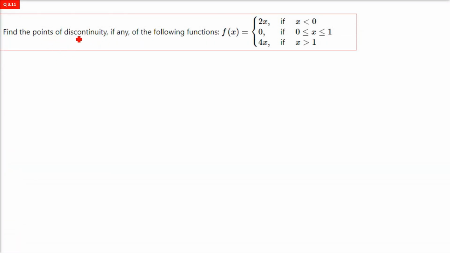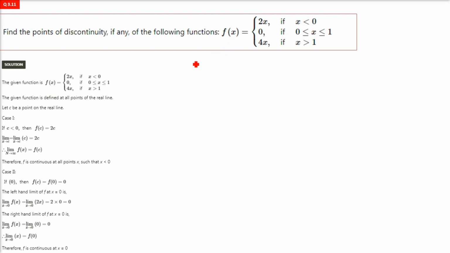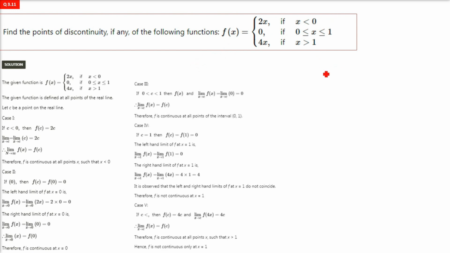Find the points of discontinuity, if any, of the following function. So I'll just leave it for you. I hope you'll be able to do this question. You have to check it for 0 and you have to check it for 1. Both points, check. 2x is a polynomial, 4x is a polynomial, 0 is a constant function. So they all are continuous.